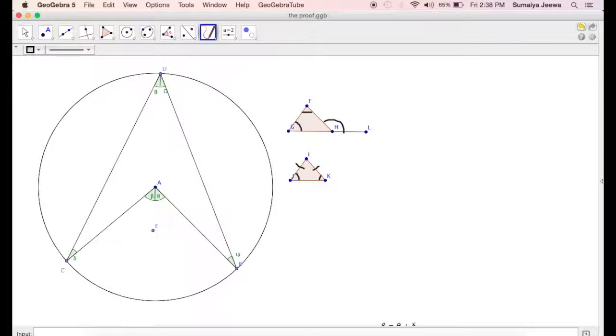Okay, now for the proof. A is the center of the circle with arc CB subtending the angle at the center of the circle, and it also subtends the angle at the circumference of the circle. We need to prove that the angle at the center of the circle is twice the value of the angle at the circumference. The first thing we need to do is construct a line from the point on the circumference to the center of the circle and extend it through to E.